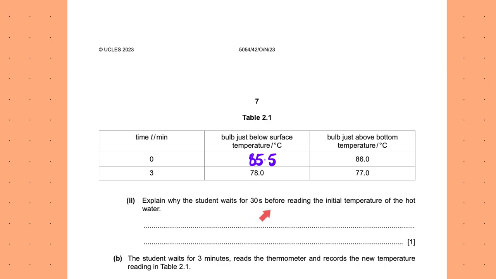Explain why the student waits for 30 seconds before reading the initial temperature of the hot water. So he is basically allowing the thermometer to respond, right, for the temperature to actually increase so that the liquid basically moves up the tube.